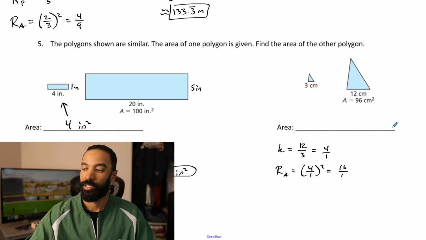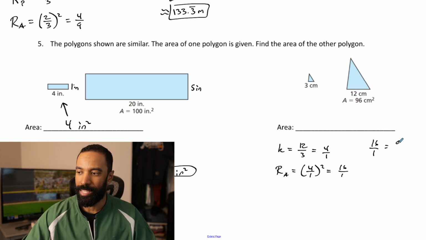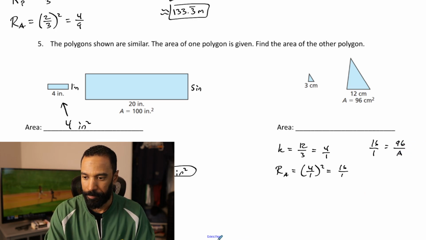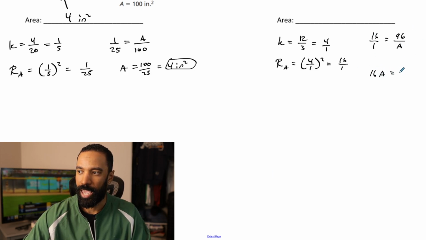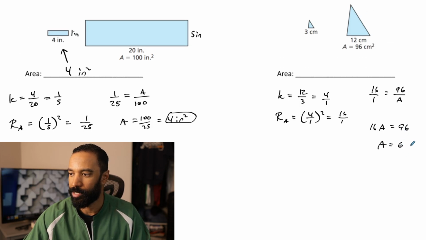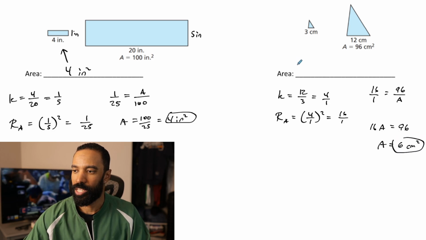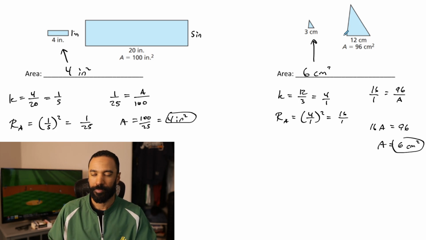That is the point. So 16 over 1 similarity ratio as big, 96, is to unknown area here. Cross multiply, if you will. A times 16 and 1 times 96. Divide both sides by 16 and you get 6 square centimeters. So 6 square centimeters for the little guy right there.